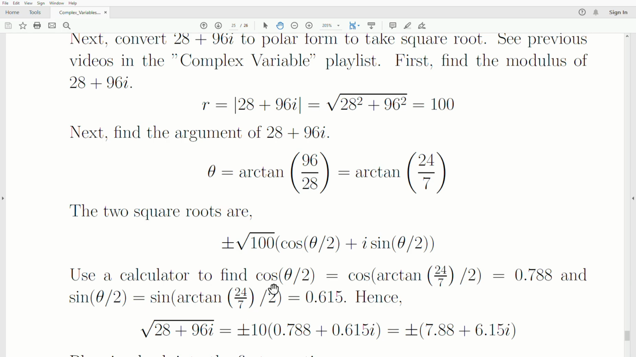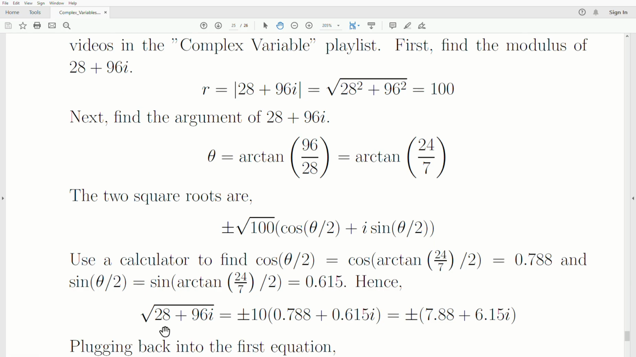So we use a calculator to find the cosine of theta over 2, which is the cosine of the arctangent of 24 over 7 divided by 2, which is 0.788. And then we also use a calculator to find the sine of theta over 2, and it's 0.615. Hence, the square root of 28 plus 96i is plus or minus the square root of 100, which is 10, times this piece and this piece. Then multiply the 10 in, and we get this.